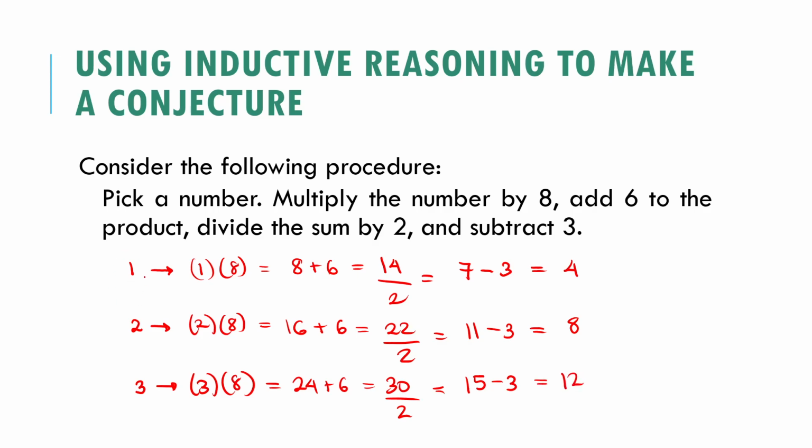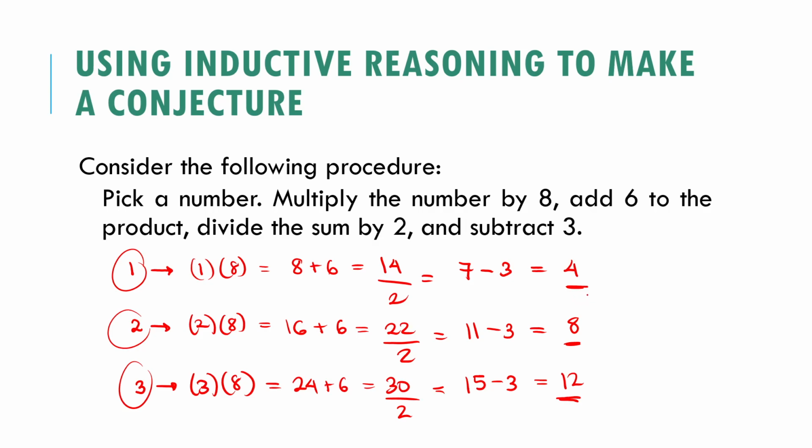Okay. Now look here on the left. These are our original numbers, the numbers that we chose on the onset. We chose 1, 2, and 3. After doing the procedure, 1 became 4, 2 became 8, and 3 became 12. Now, what conclusion can we generate out of these examples that we have? Well, the conclusion that we could come up with, I hope you arrive at the same conclusion, is that whatever number we choose in the beginning, after doing the procedure, it gets multiplied by 4.